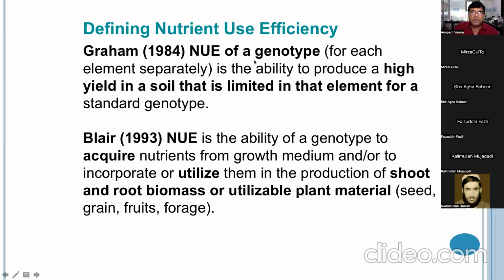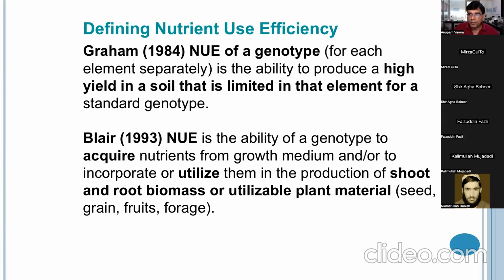The main thing is that with less and less amount of nutrients, if you produce more biomass, more yield, then it is higher nutrient use efficiency, or the capacity of plants to produce biomass or yield per unit of the nutrient applied. That is your nutrient use efficiency. Blair defined nutrient use efficiency as the ability of a genotype to acquire.